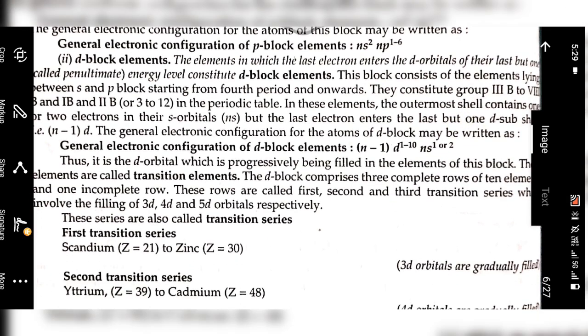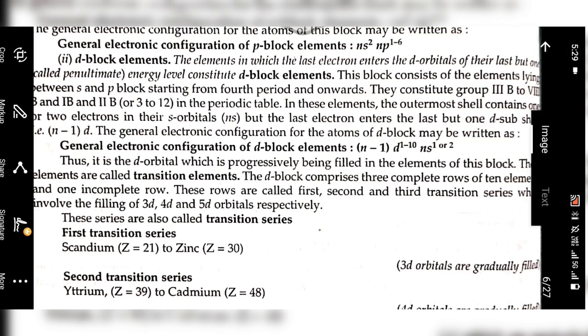Thus, it is the d orbital which is progressively being filled in the elements of this block. These elements are called transition elements. The d block comprises 3 complete rows of 10 elements and 1 incomplete row. These rows are called first, second and third transition series, which involve the filling of 3d, 4d and 5d orbitals respectively.